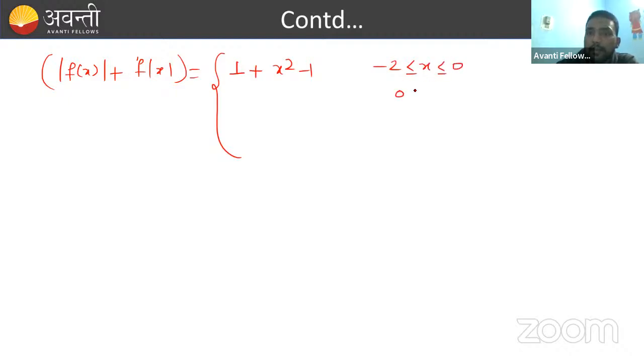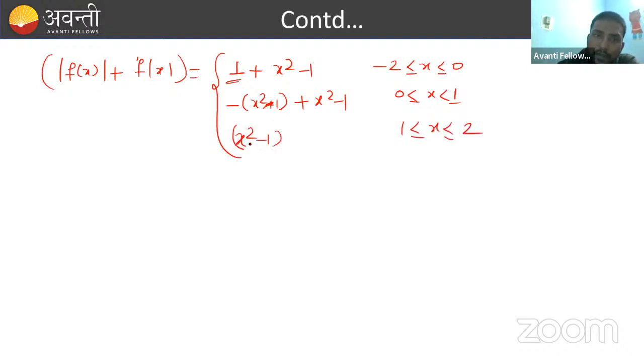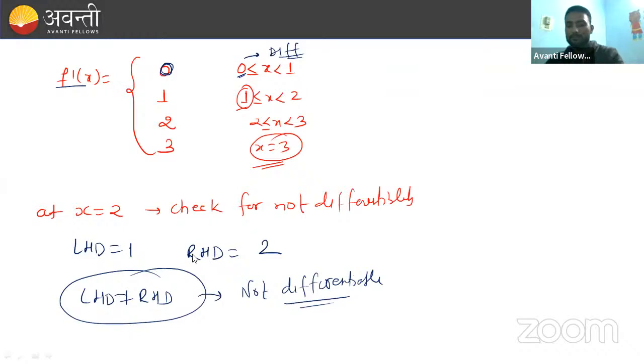Okay. If I have to take from 0 to 1, then this value is what? Minus x square plus 1, sorry, x square minus 1, and this is x square minus 1. And if it is 1 to 2, then what is the value? Both values are the same, x square minus 1, and this is also x square minus 1.